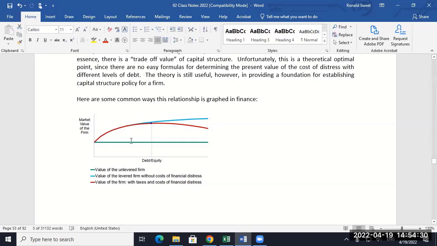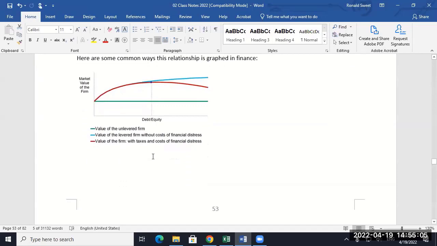The green line is the value of the firm that had no debt. The blue is the value of the firm with the tax shield. The red combines the tax shield and the financial distress. You'll notice in a chart like this, when it goes up, the optimal weight of debt is where you have the maximum value of the firm. That's also where the minimum WACC is. It's just they're not graphing the WACC of the firm. All right, does that graph make sense to you?